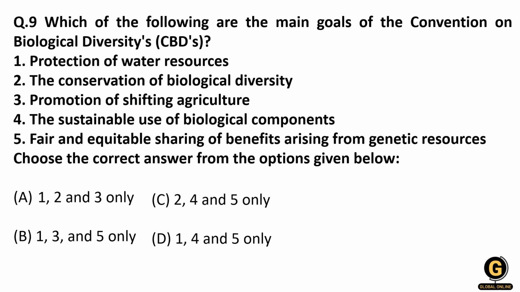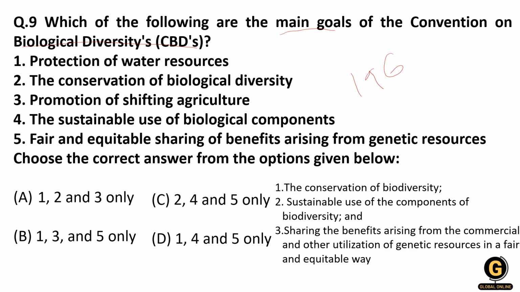Which of the following is the main goal of the Convention on Biological Diversity? So this Convention on Biological Diversity is a legal instrument signed by 196 countries, and it has the following three goals: the conservation of biodiversity, then sustainable use of the components of biodiversity, and the sharing of fair and equal benefits for all parties, right? So the correct answer would be 2, 4, 5. So remember these three important points about the CBD, right?